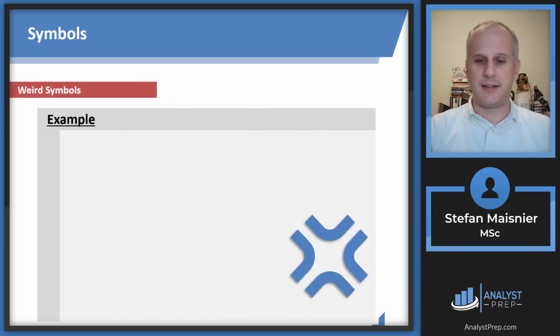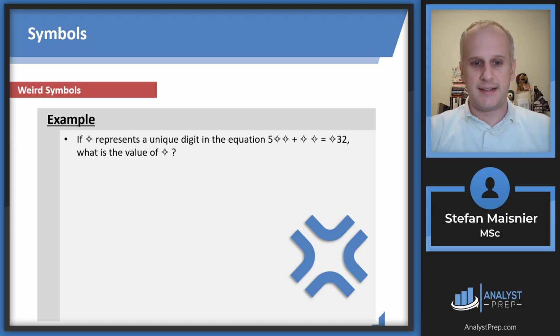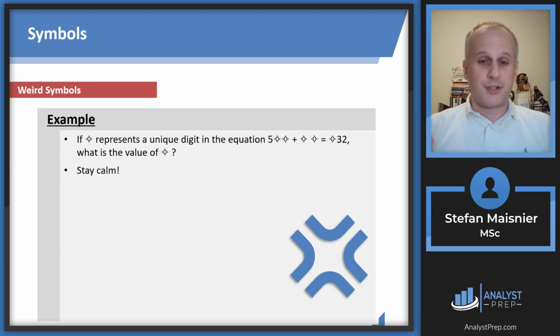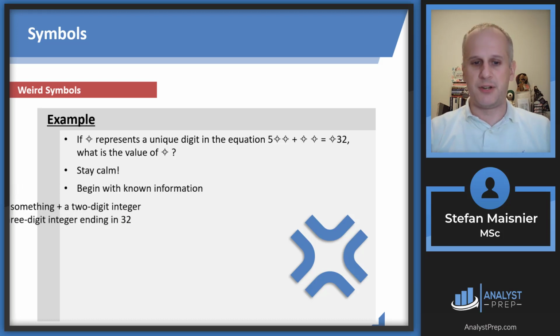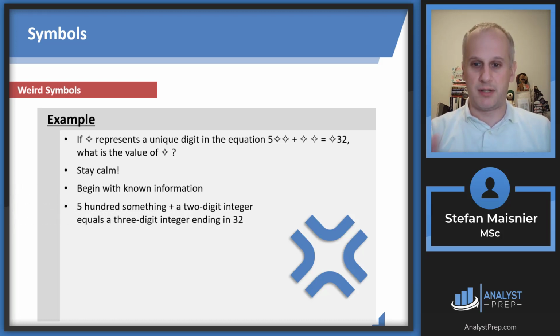So let's just look at an example of a weird symbol. We've got this 4-pointed star, and if this 4-pointed star represents a unique digit in the equation 5 star star plus star star equals star 32, what is the value of the star? So first, we stay calm, and we go, okay, this is something weird, granted, but it's probably not as complex as it initially looks. So begin with the known information, and in this case, we know that it's 500 something, because it's a 5 in the hundreds digit, then 2 subsequent digits, tens digit, units digit, plus a 2-digit integer is going to equal a 3-digit integer that's ending in 32.